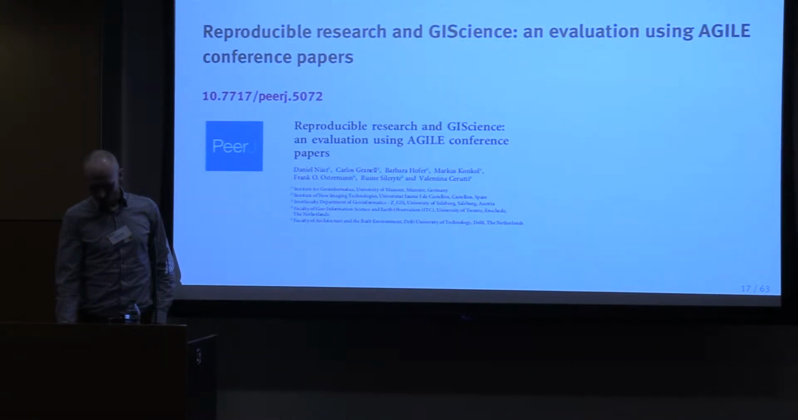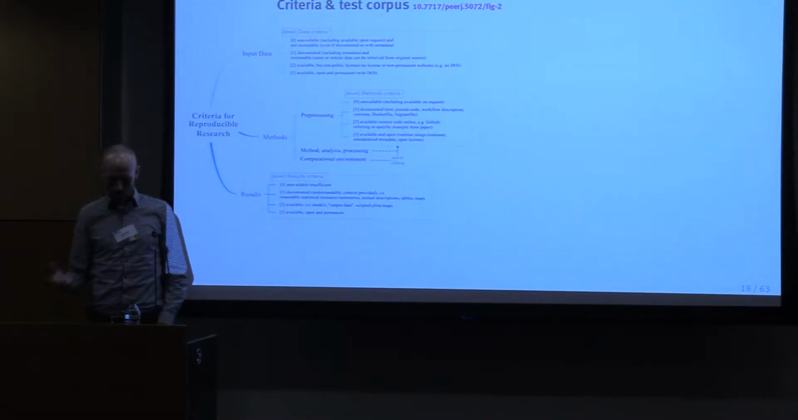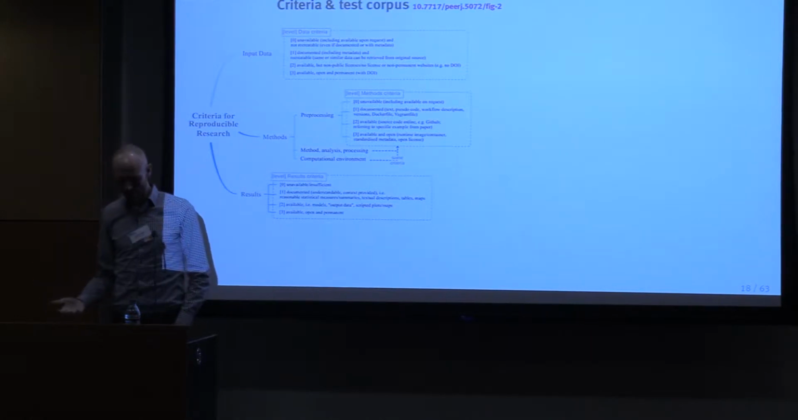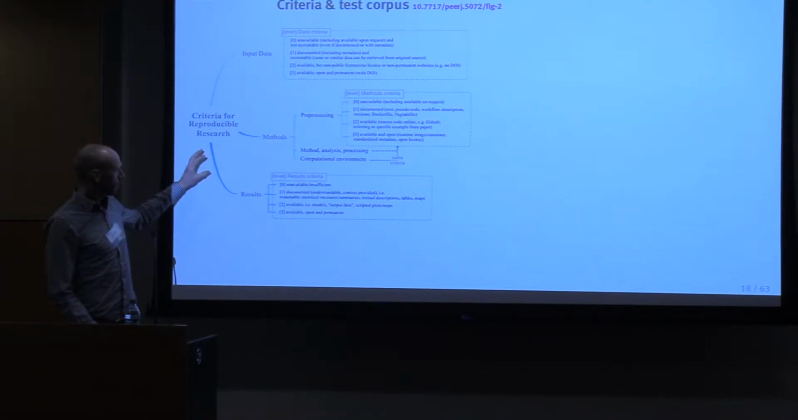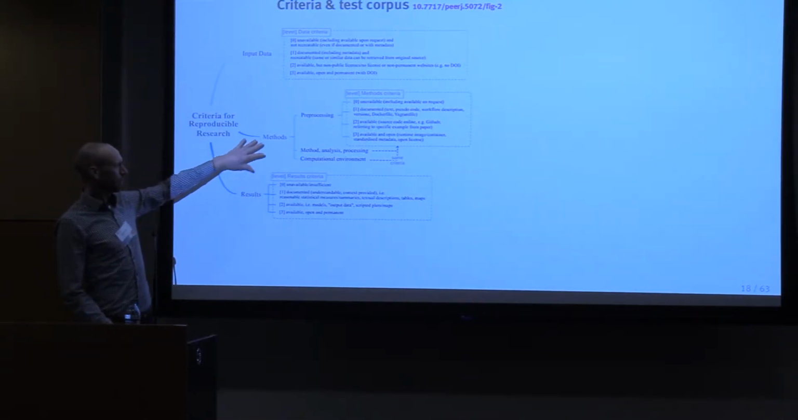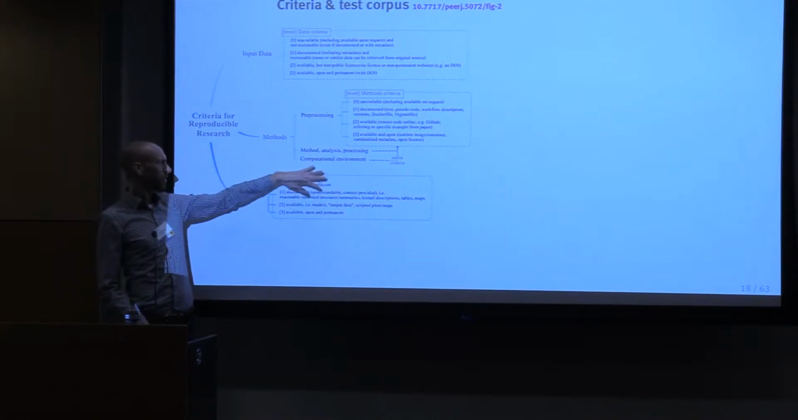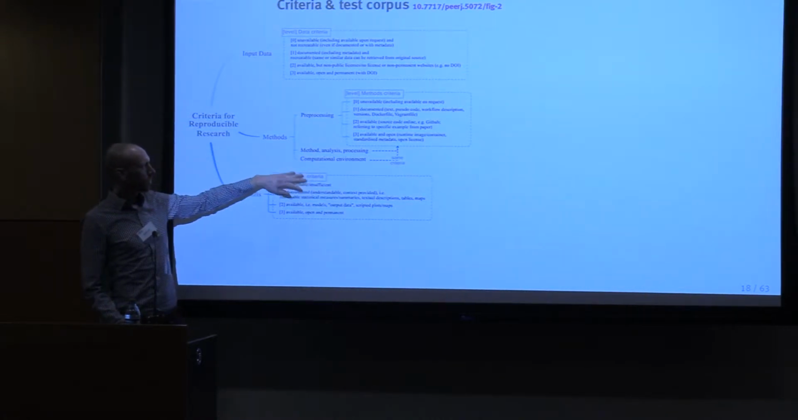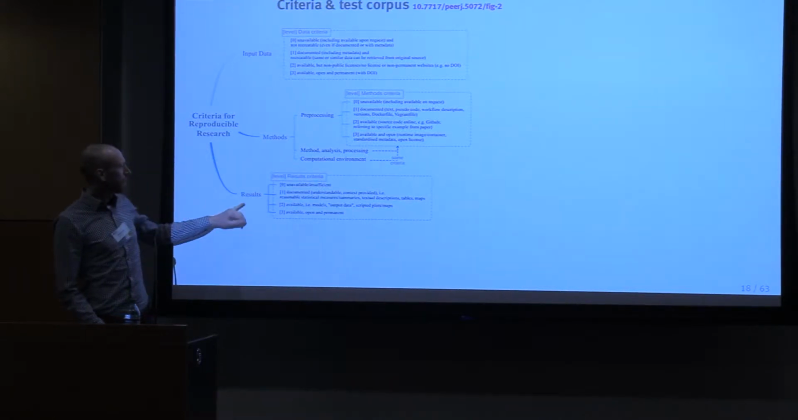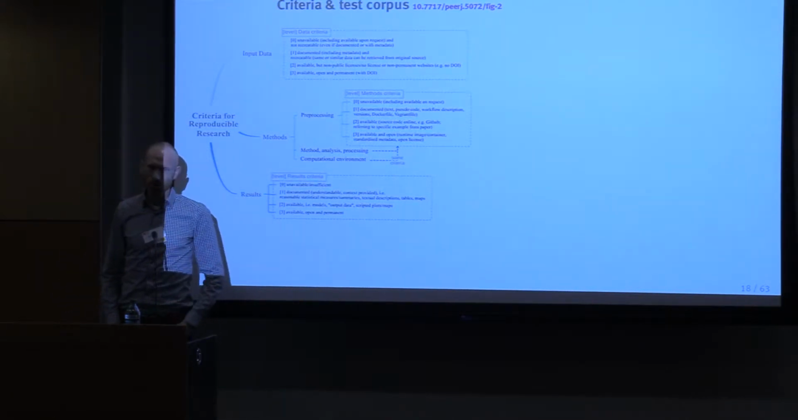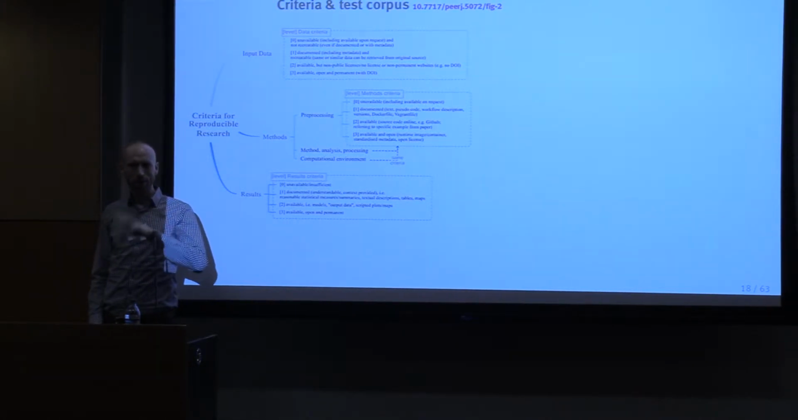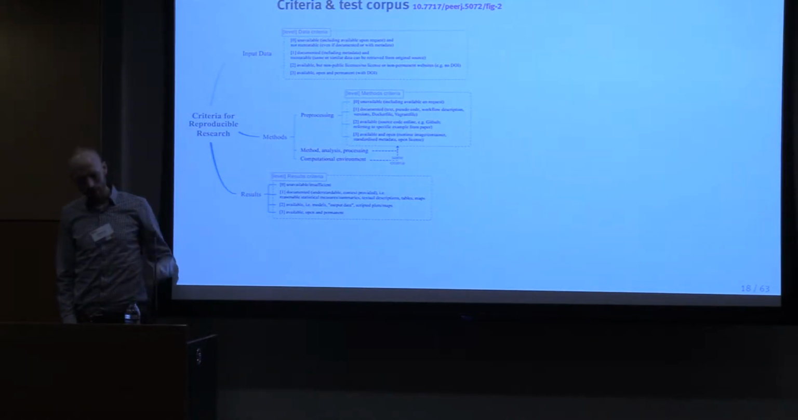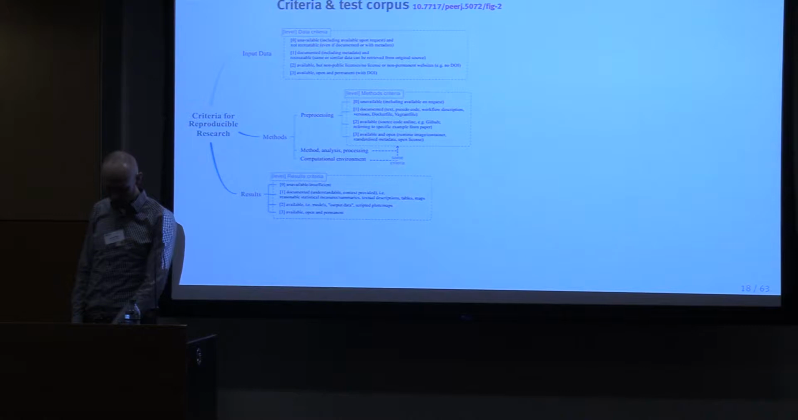We also did a practical evaluation, and we started by coming up with criteria for reproducibility and a test corpus of papers. We roughly divided the criteria into input data, then methods, with maybe pre-processing, analysis and processing, then the computational environment, and then the results. We did not try to reproduce papers, but just looked at what information is provided and described, and sorted this into these categories.